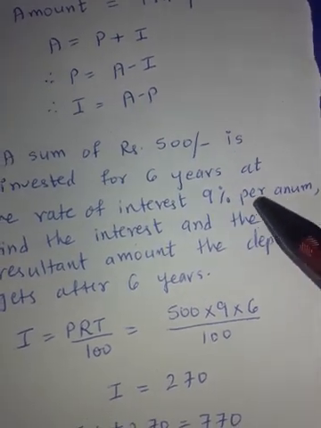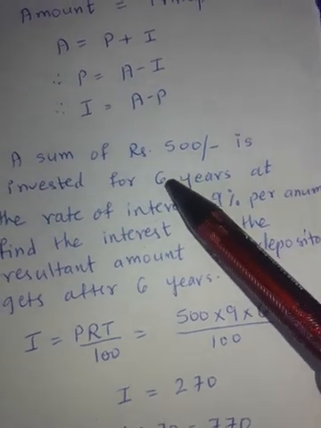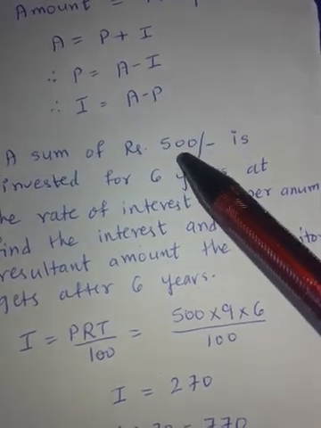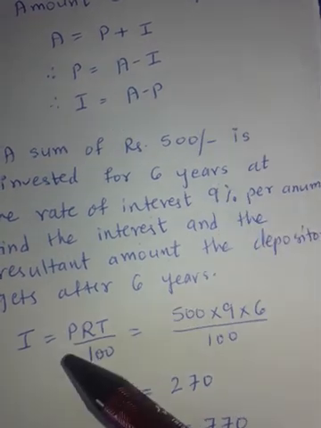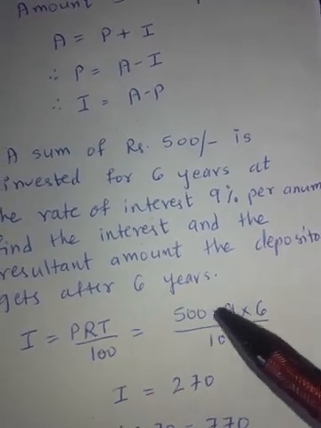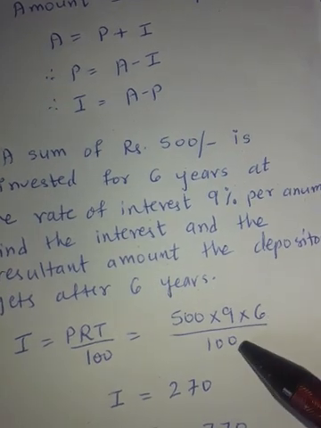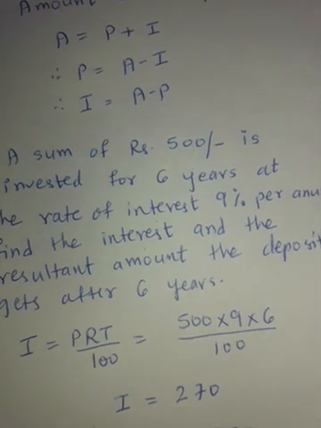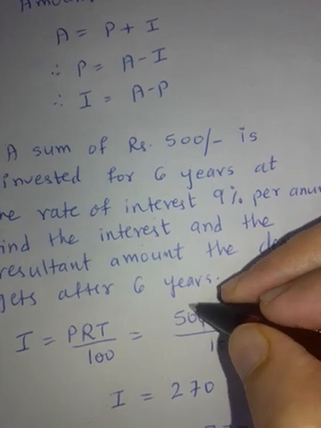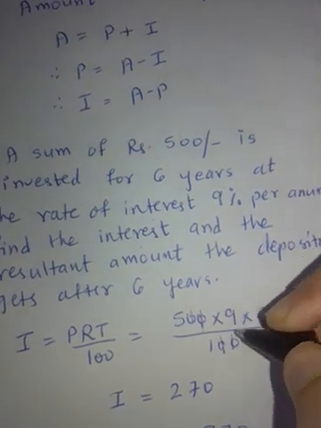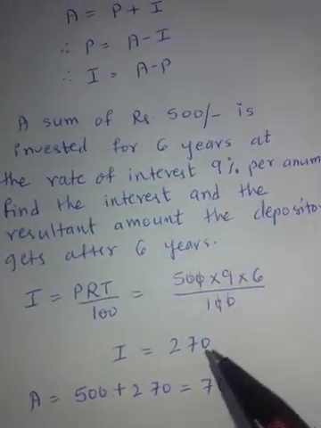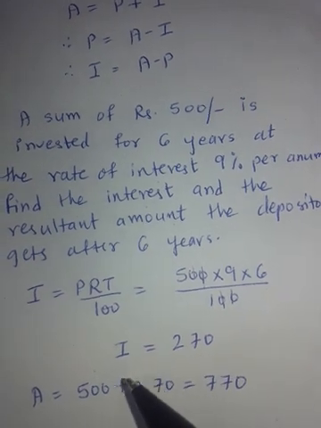9% per annum, so R is 9, T is 6 and P is 500. So P, R, T are straight away given to me. I am just substituting all values. 500 into 9 into 6 upon 100. It's a very easy calculation. You get 270 as interest.